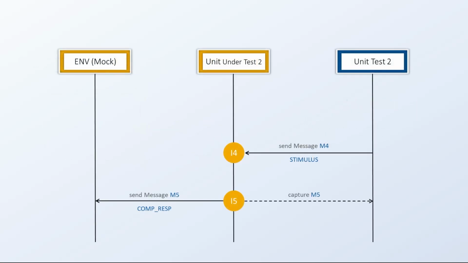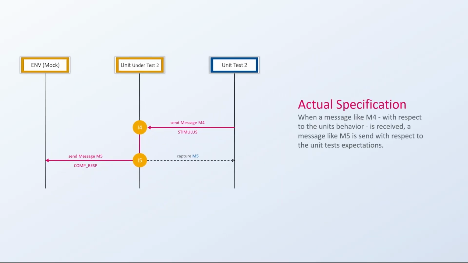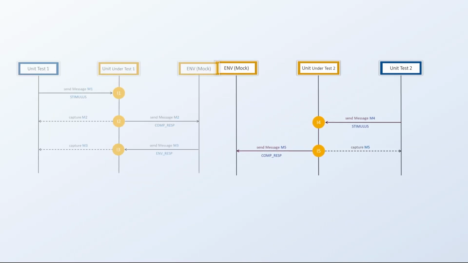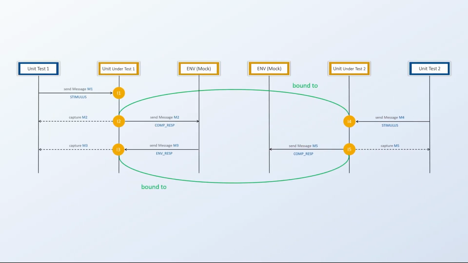In this case, the component receives a stimulus message on the fourth interface and responds with a component response on the fifth interface. This information is also captured. It represents the behavior that is tested by the unit test, the actual specification. So when a message like M4 with respect to the unit's behavior is received, a message like M5 is sent with respect to the unit test's expectations. We can use this information in conjunction with the information about the bound interfaces to create integration test cases.